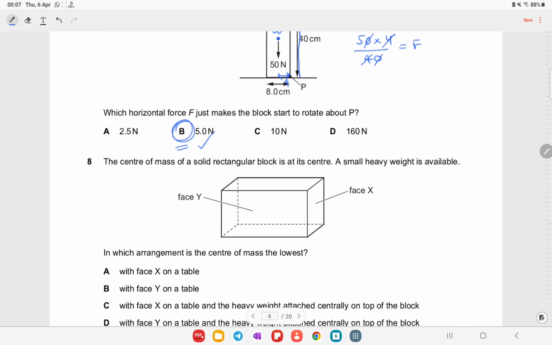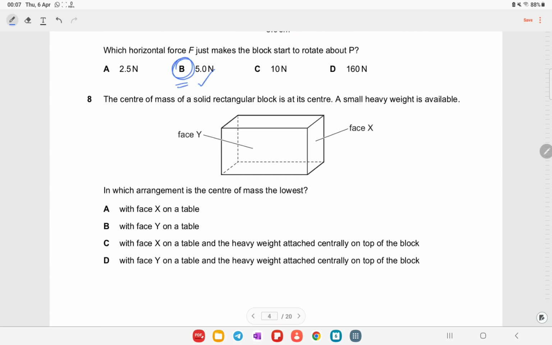Okay, moving to the next question. The center of the mass of a solid rectangular block is at center. A small heavy weight is available. In which arrangement is the center of the mass lowest?